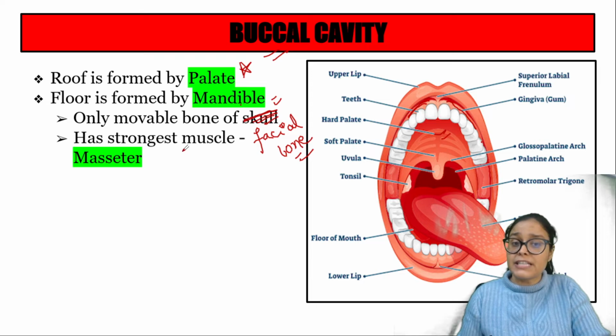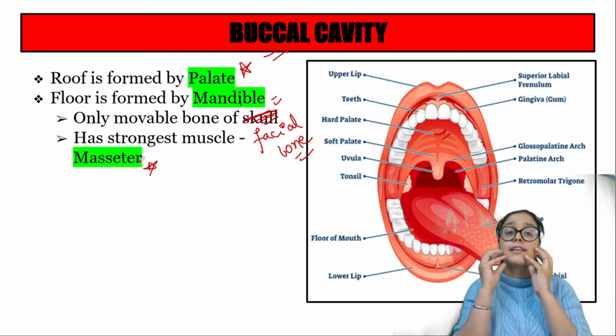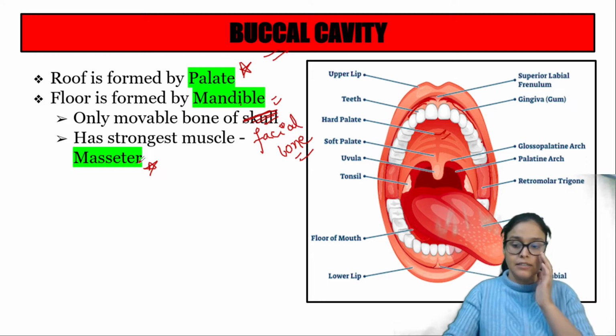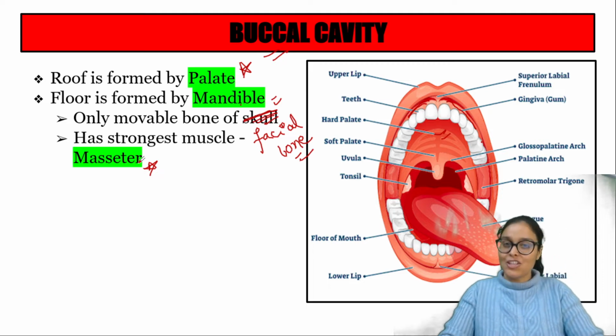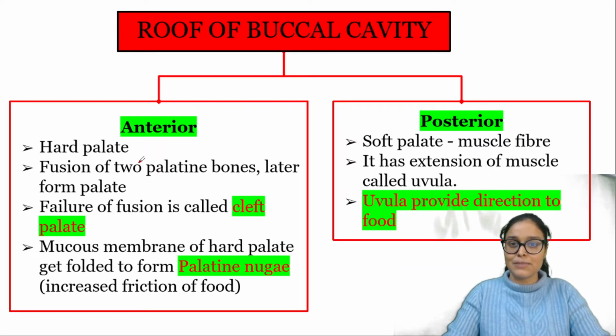And it is held by a strong muscle known as the masseter muscle. काफी ज़्यादा strong muscle होती है जो उसको hold करके रखता है. तो काफी ज़्यादा strong muscle है हमारे जबड़े की, है ना? So you have to just learn these points, right?